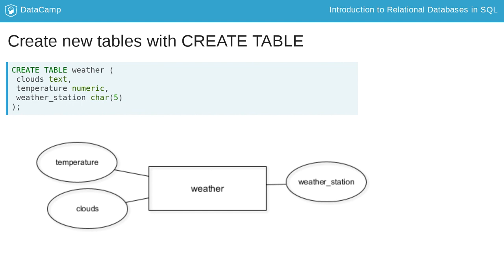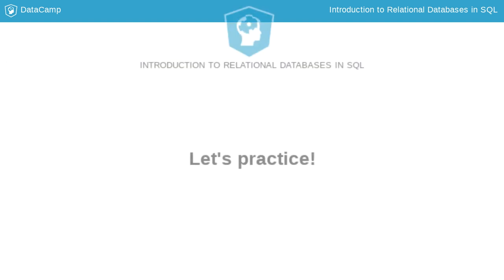For example, you could specify a text column, a numeric column, and a column that requires fixed-length character strings with 5 characters each. These data types will be explained in more detail in the next chapter. For now, you will first create the 4 tables and then migrate data from the original table to them.